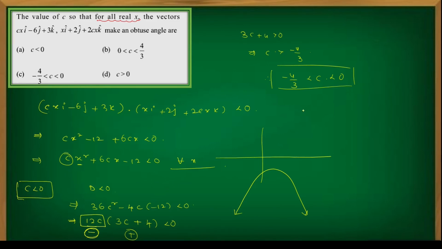Okay, so what is the condition? Keep in mind, if a bar dot b bar is positive, the angle between a bar and b bar is acute. Right? If a bar dot b bar is negative, then the angle between a bar and b bar is what? Obtuse.